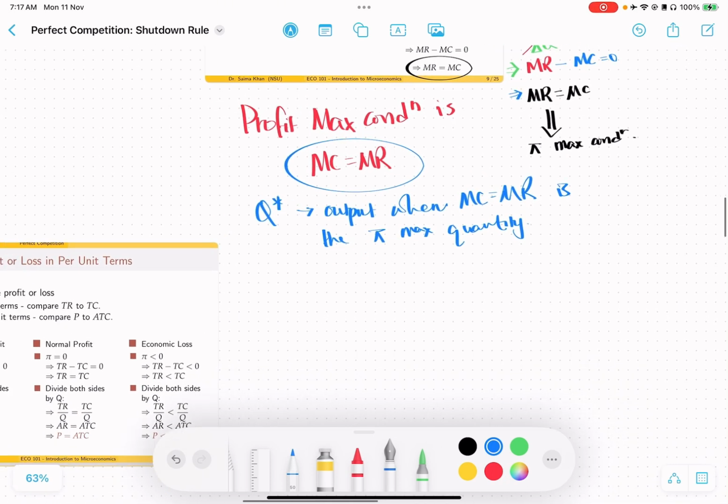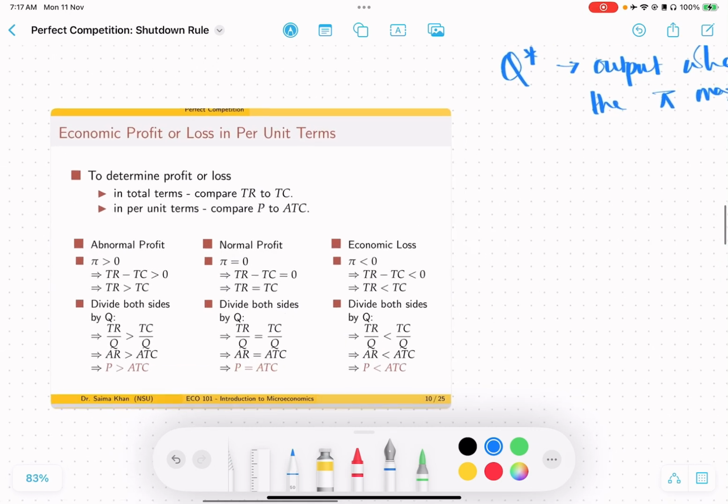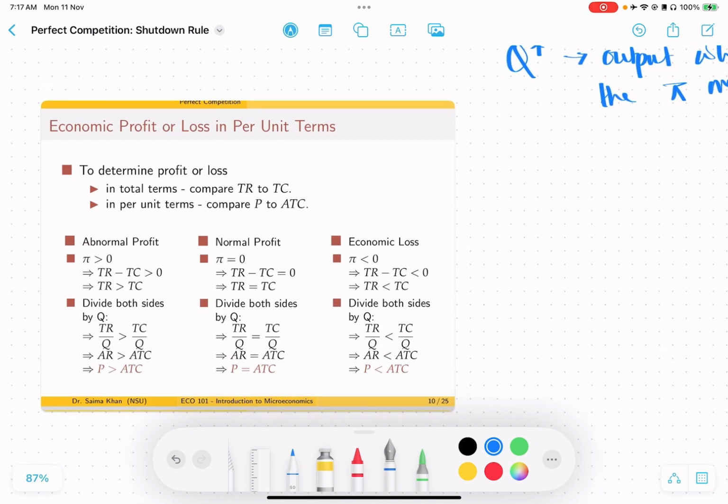In the next video, we are going to be looking at concepts of economic profit and economic loss, but we're going to look at it in per unit terms.